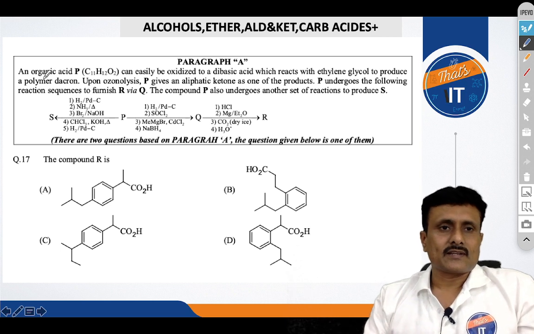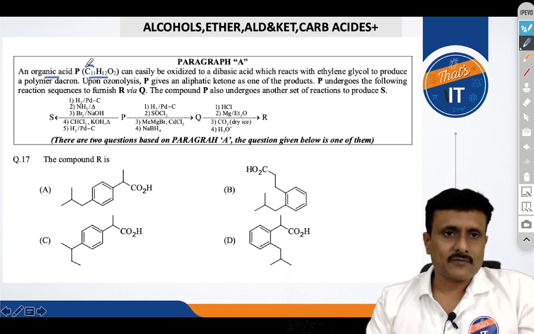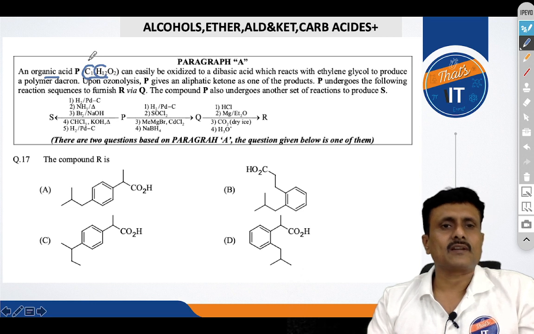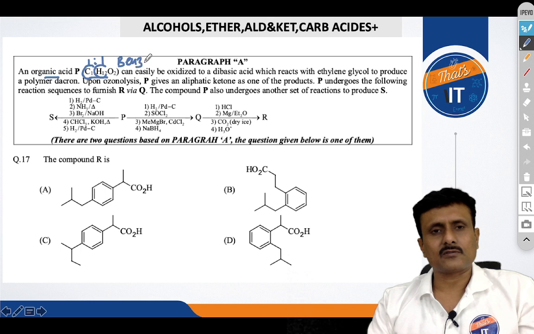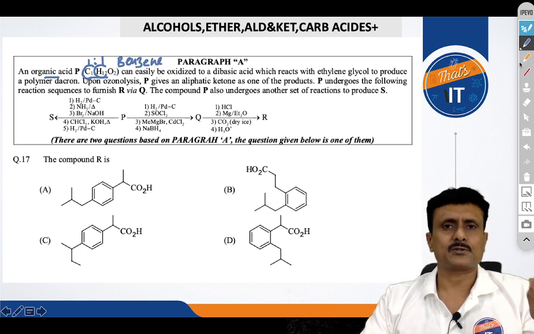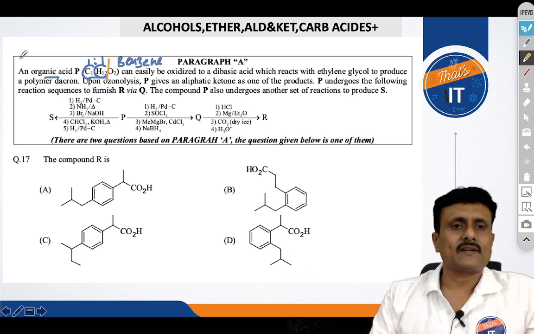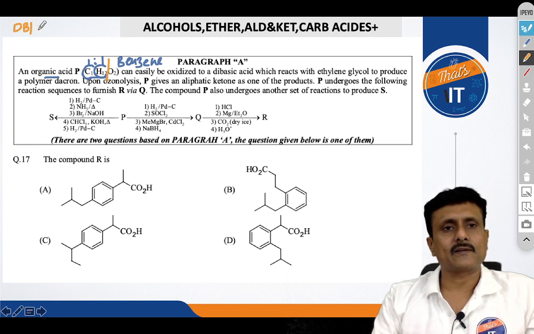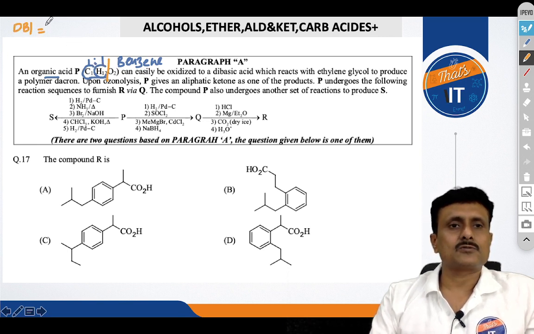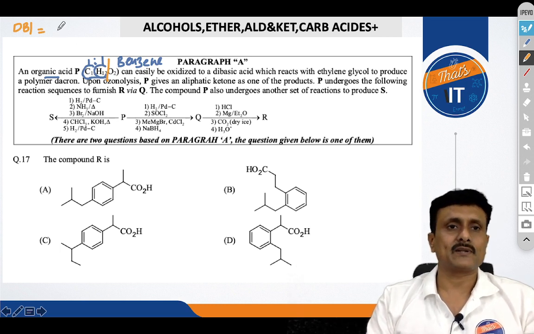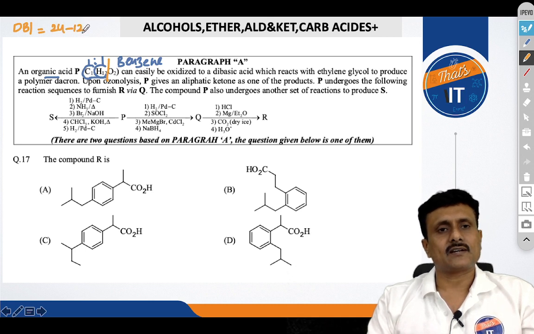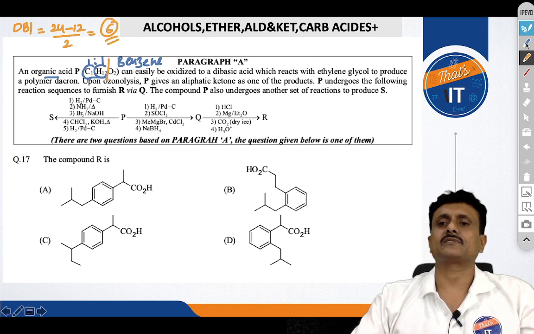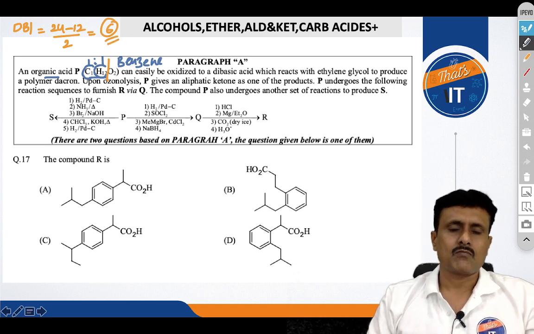You can see there is an organic acid P. Whenever you find this carbon hydrogen ratio 1:1, you need to understand that it is a derivative of benzene, because benzene molecular formula is C6H6. 1:1 is the ratio. And one more thing, you need to find out the double bond index or degree of unsaturation, that is 11 into 2, isn't it? 11 carbon atoms, 11 into 2, 22 plus 2 minus existing hydrogens, 12, by 2, that means 6. There is 6 degree of unsaturation, that means rings and pi bonds all put together.